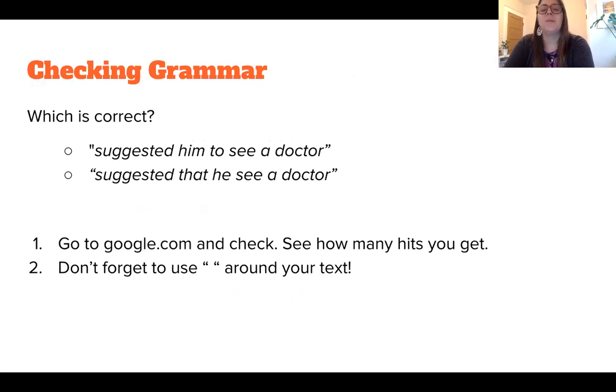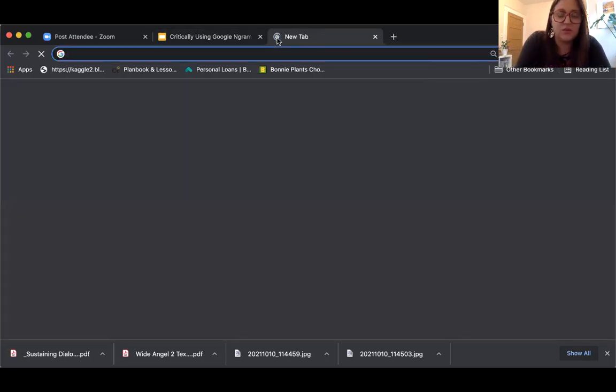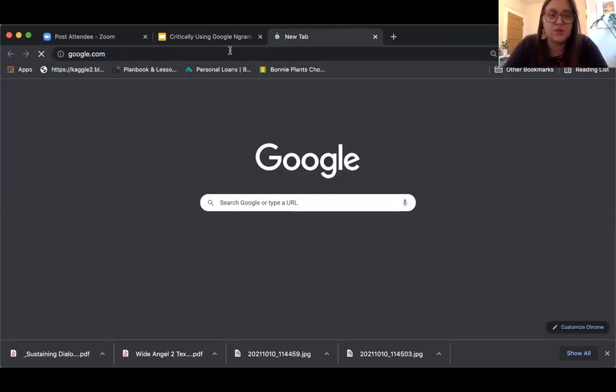So I might tell students, let's do this. Let's take some grammar, which is correct. Here's two examples here. Suggested him to see a doctor, suggested that he see a doctor. Go to google.com and check, see how many hits you get. And remind them, don't forget to use quotation marks around their text. So I would actually have them do this. In this case, I think Google will actually tell us the truth.